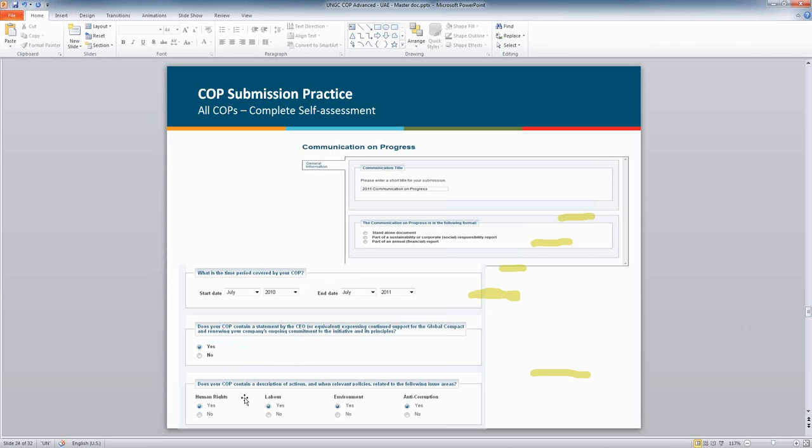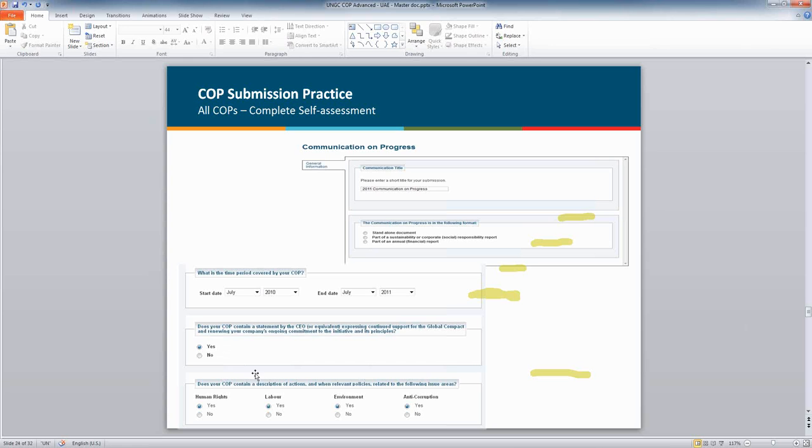And then from here on, these questions do affect the level that your report will achieve. It asks over here, does your report include a statement from your CEO supporting the Global Compact? Yes or no? And then, does your report include a description of actions in the four issue areas? Yes or no?